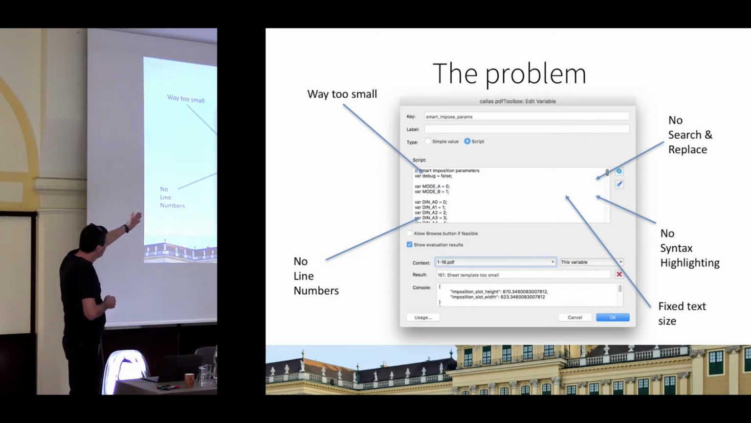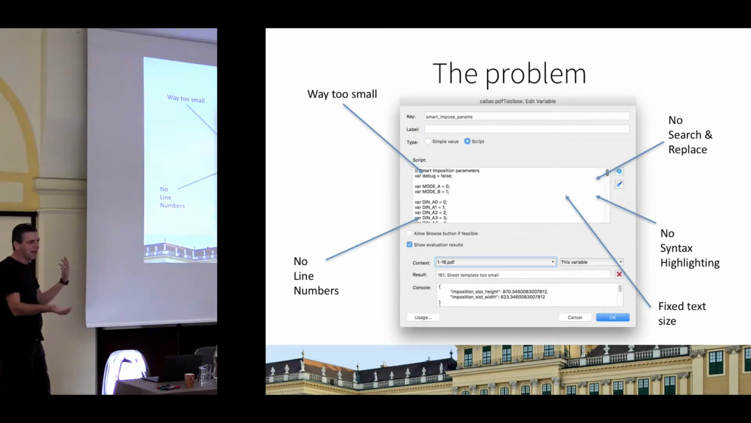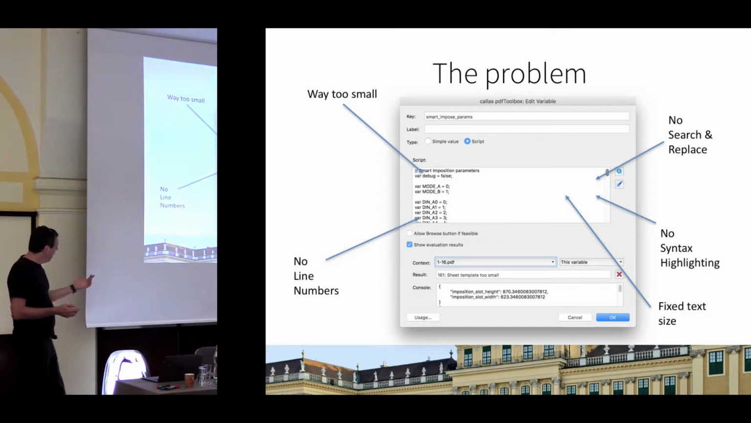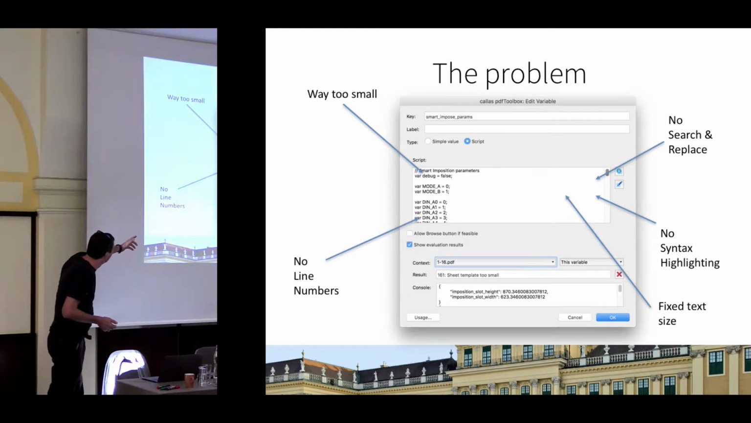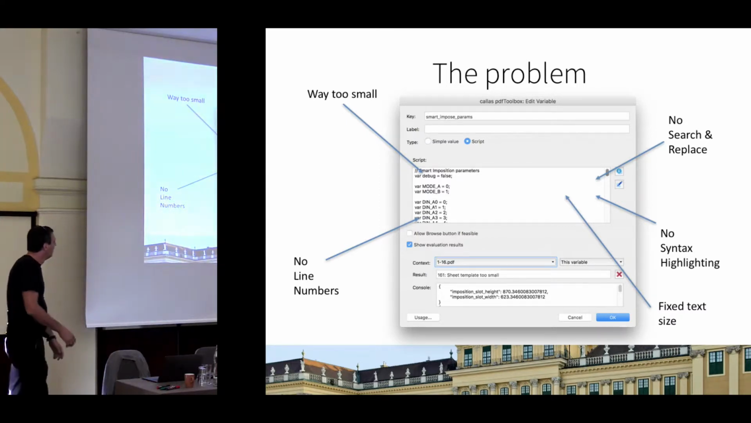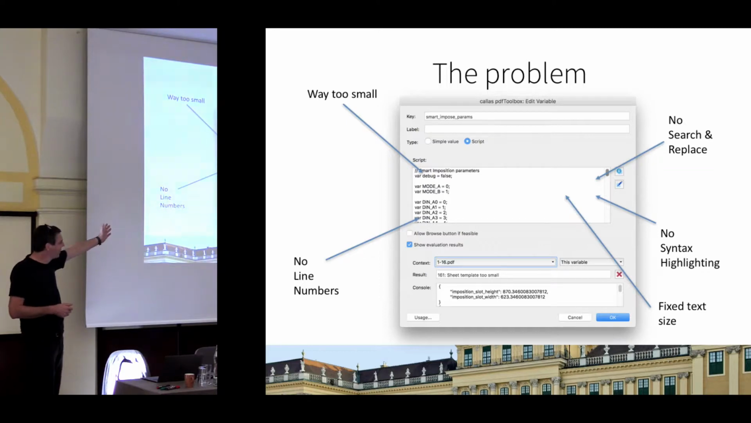You don't have search and replace, you don't have syntax highlighting, you can't make the text bigger or smaller, you have no line numbers and so on. While you still get, for example, line numbers in the results, in the error messages, you don't have line numbers in the text edit field, so that's not very good. So one obvious solution would be to implement a full-fledged JavaScript editor with all these features in this dialog, which may happen sometime, I don't know.